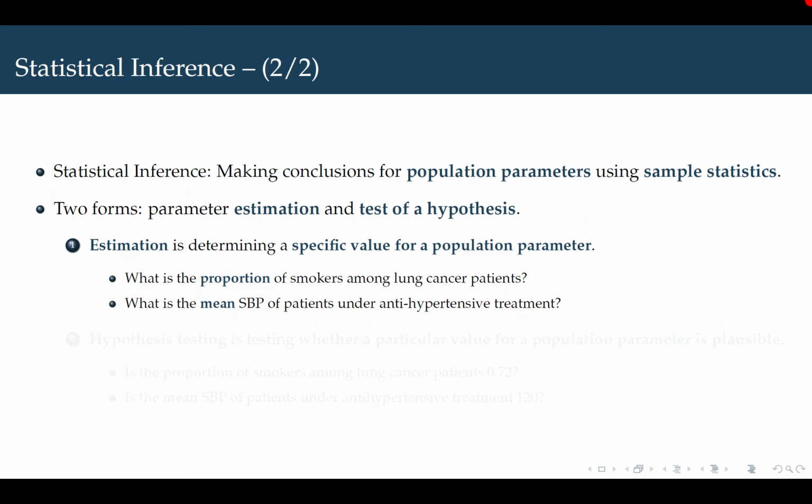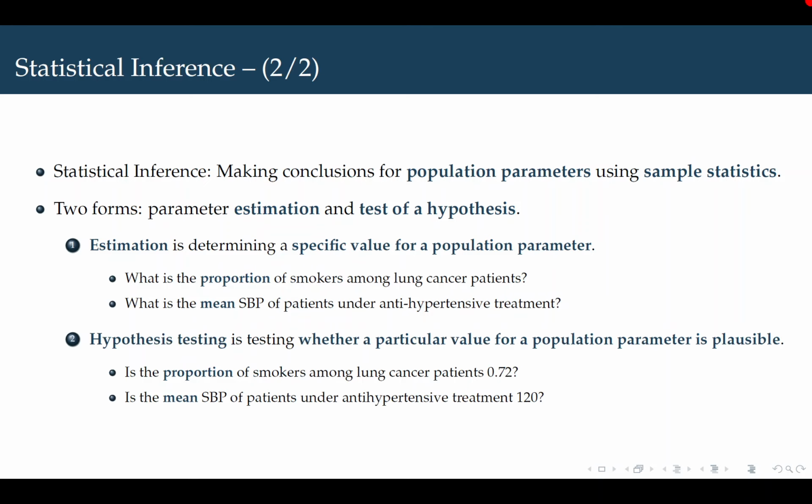What is the mean systolic blood pressure of patients under antihypertensive treatment? And again here we are interested in finding a certain specific value for the population mean systolic blood pressure of patients. On the other hand, hypothesis testing is testing whether a particular value for a population parameter is plausible or not.